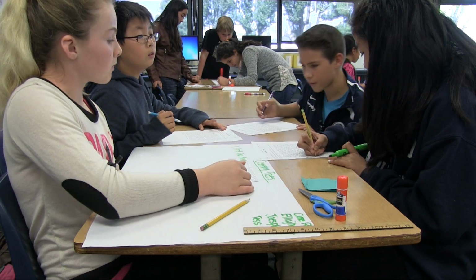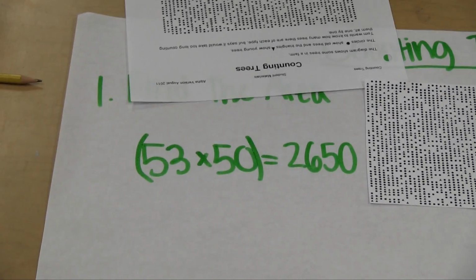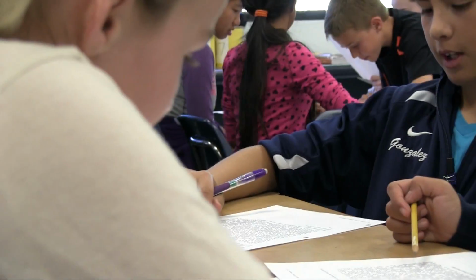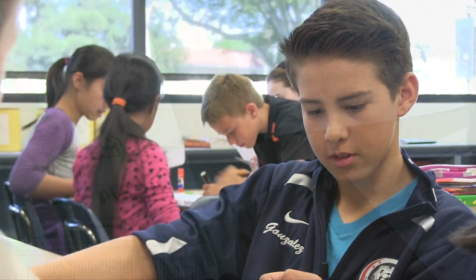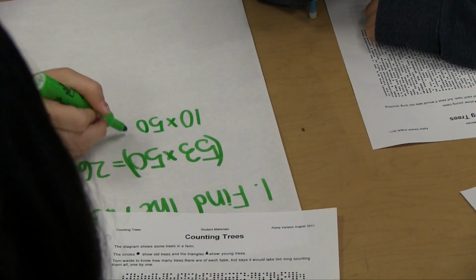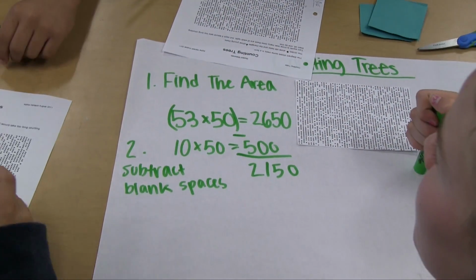53 times 50 in parentheses. So we kind of want to guesstimate how much blank space there is. I'd say there would be like 10 blank spaces per row. 10 times 50, 500. But we have to find which ones of each type.